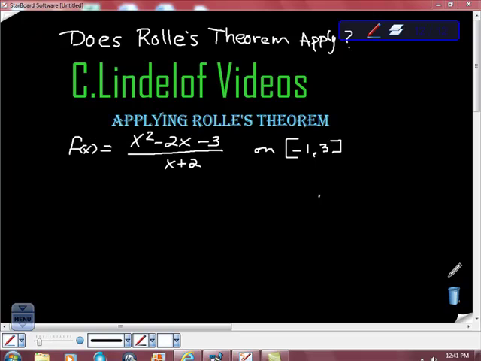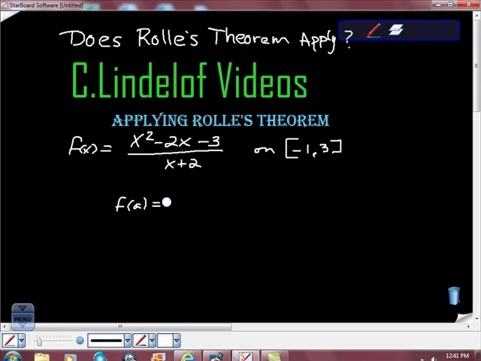I see a lot of videos applying Rolle's theorem, and the question usually is, does Rolle's theorem apply to this problem? So it's really pretty easy, pretty straightforward. All you're going to do is this. Remember that what Rolle says is that on this interval where the function is continuous and differentiable, if f of a is equal to f of b, then there's at least one place there where the slope of the function is 0.